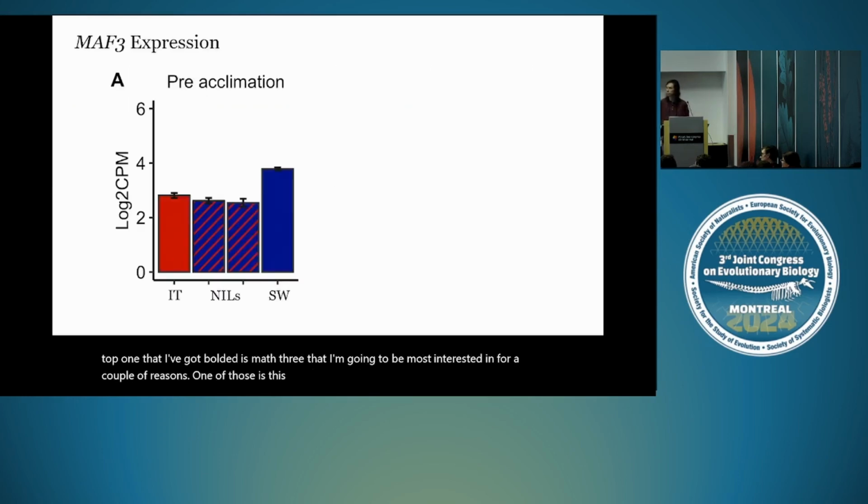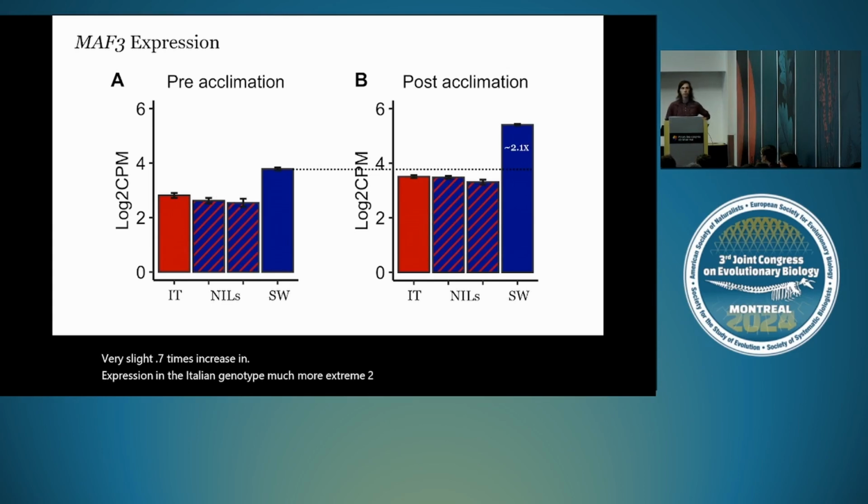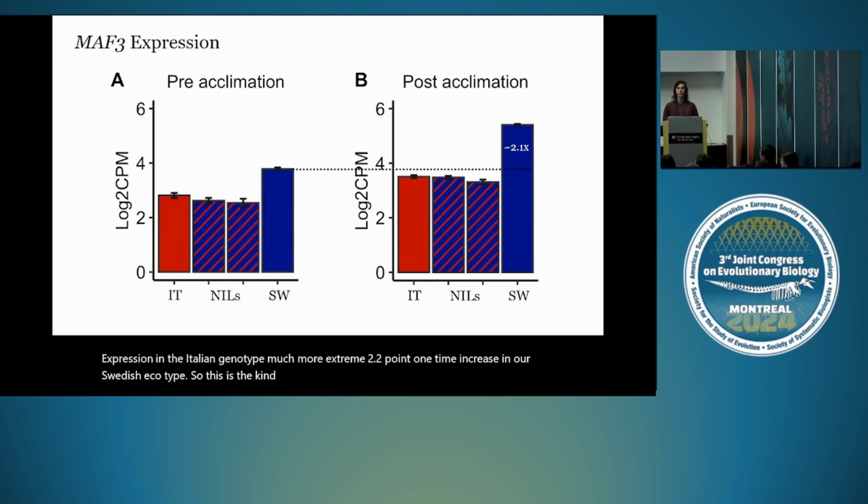So looking at MAF3 expression, I'm showing you the log2 counts per million for our 2 ecotypes and the 2 nils that we tested, both pre and post acclimation. Very slight 0.7 times increase in expression in the Italian genotype, much more extreme 2.1 times increase in our Swedish ecotype. So this is the kind of directionality and change that we might expect for a good candidate.